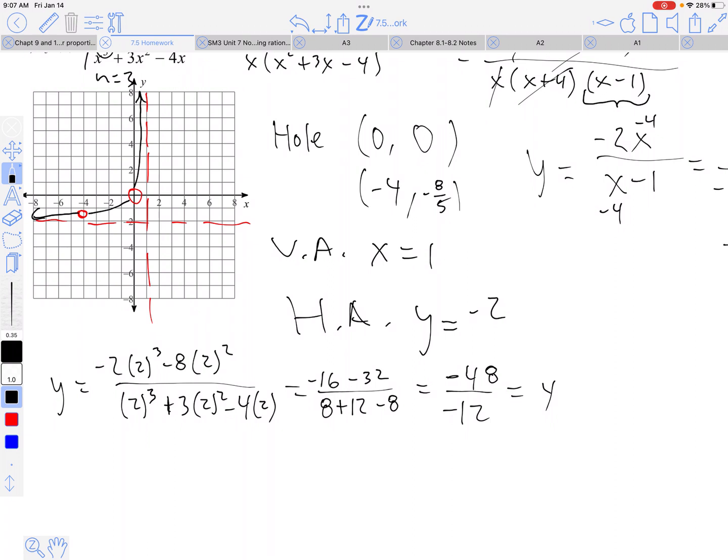So 2 squared is 4. I just wrote it down wrong, so that'll be positive 12. So we'll get negative 4. There we go. Negative 48 divided by 12 is negative 4. So when we're at 2, we're at negative 4, which means I follow this guy up. And we're done.